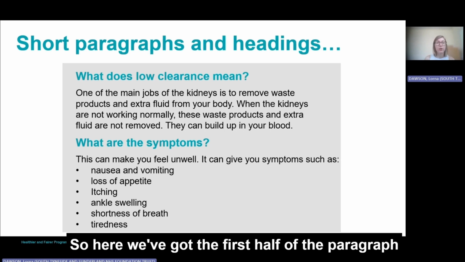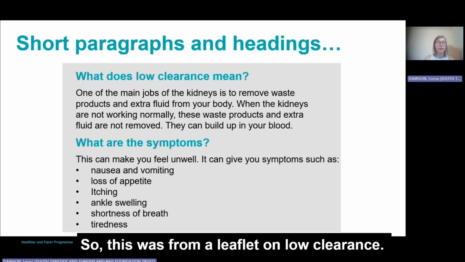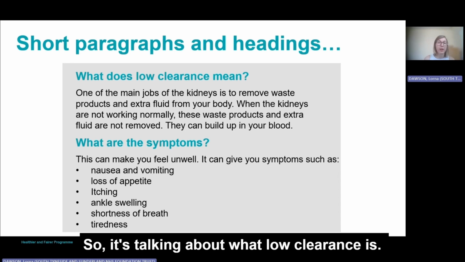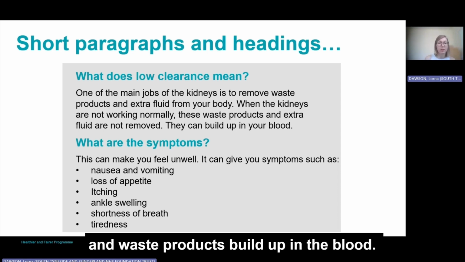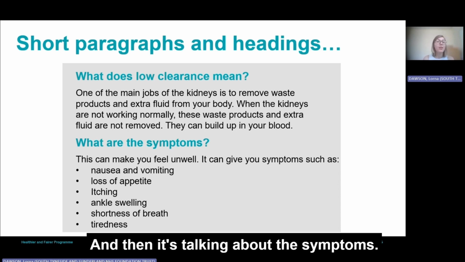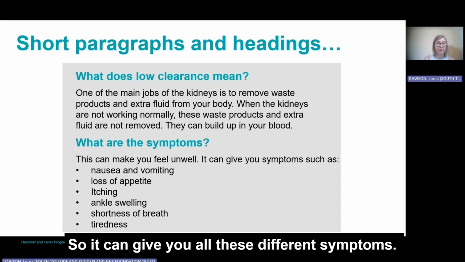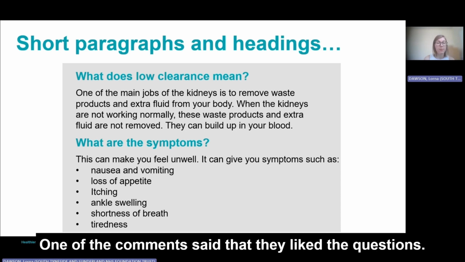So here we've got the first half of the paragraph. This was from a leaflet on low clearance. So it's talking about what low clearance is, when the kidneys aren't working normally and waste products build up in the blood. And then it's talking about the symptoms. So it can give you all these different symptoms.